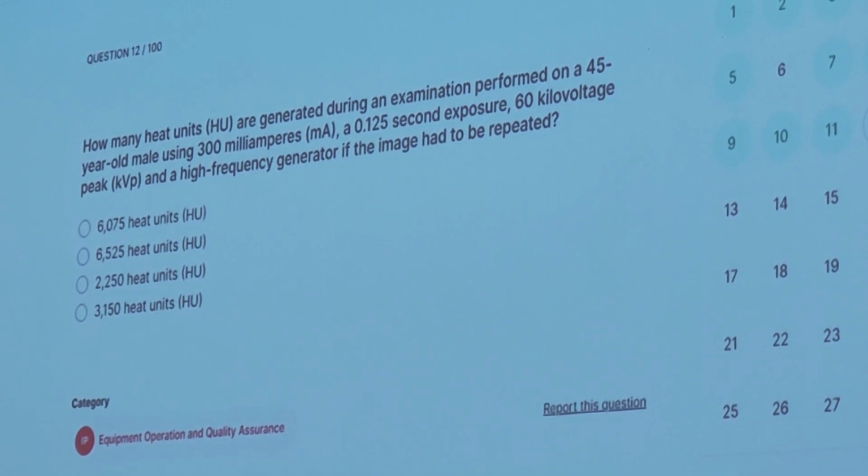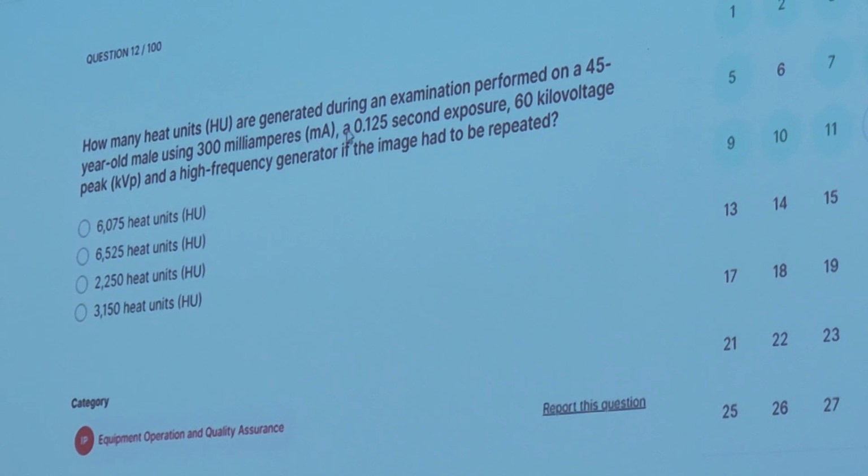By the way, what is the voltage ripple for a single phase generator? 100%, 0 to 80 kVp. Right. What is the voltage ripple for a three phase six pulse? 14%. What is the voltage ripple for a three phase 12 pulse? 4%. And what about high frequency? 1%, or less than 1%. So make sure you know those numbers for your generators.